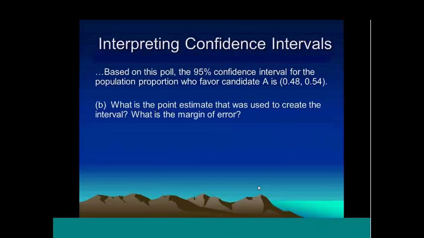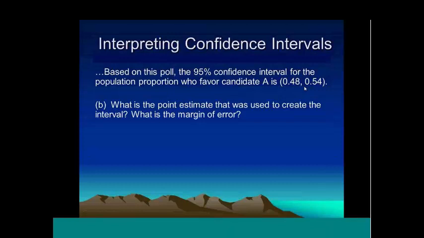Let's continue with part B. What is the point estimate that was used to create the interval? And what's the margin of error? Remember, the formula I showed earlier was point estimate plus or minus margin of error. So we hope students can look at the interval there and say, well, the point estimate must have been 0.51. It's right in the middle of that interval.